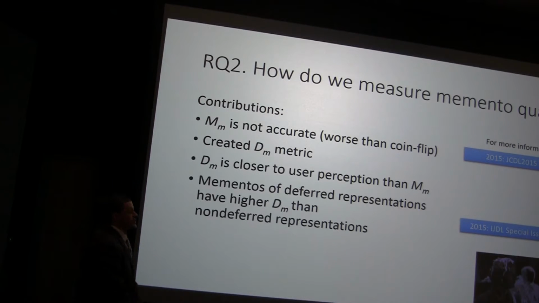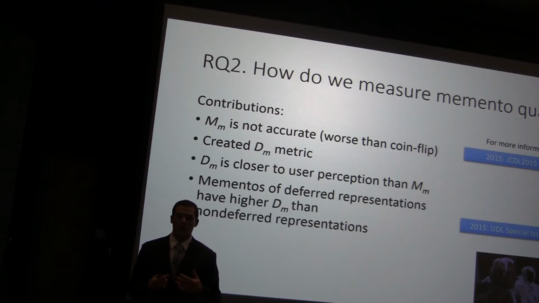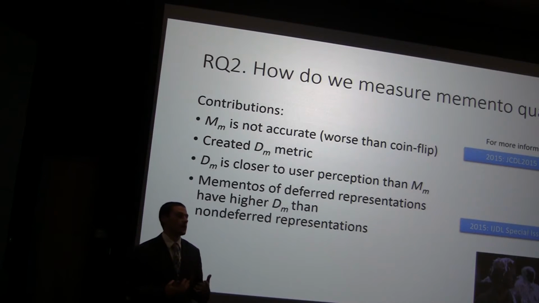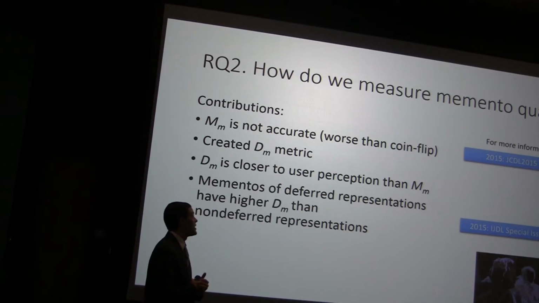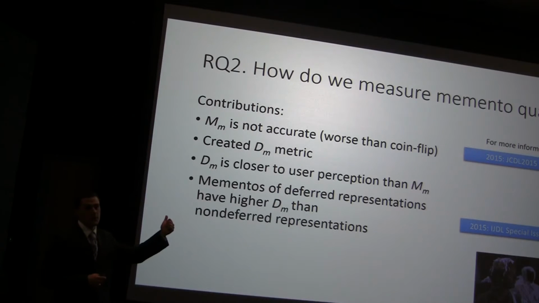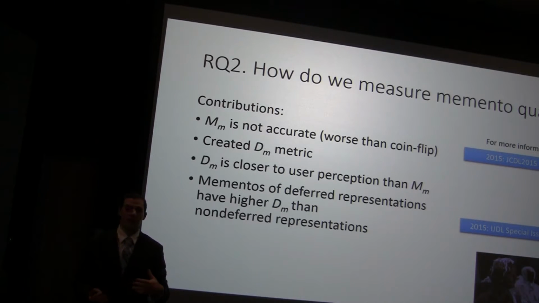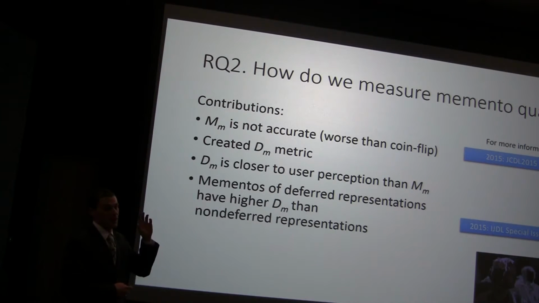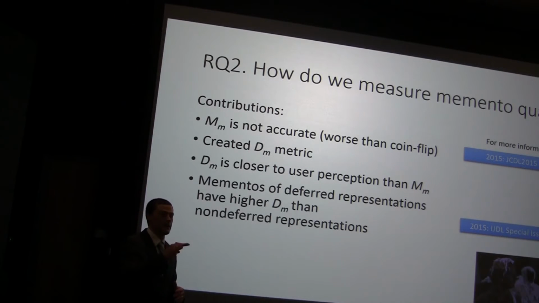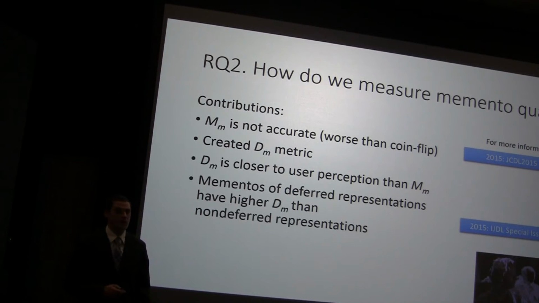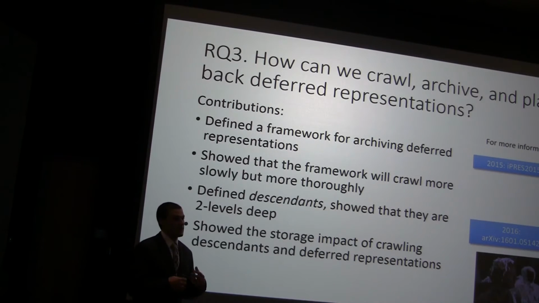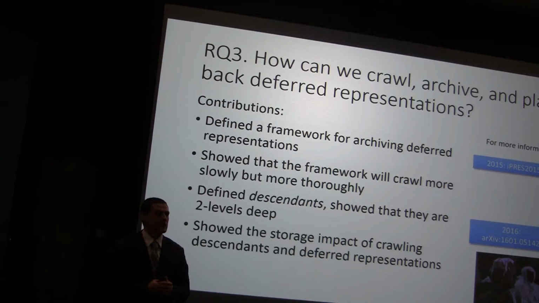counterparts. Getting to research question 2, we wanted to understand how to quantify the impact that this is having. We wanted to quantify the impact this is having on memento quality. And we showed that the naive metric of percent of missing embedded resources is actually less accurate than a 50-50 coin flip. And so as a result, we created the D sub m metric to measure quality and showed that D sub m is closer to human perceived quality than is M sub m. And also showed that our deferred representations have a higher damage rating according to D sub m than do their non-deferred counterparts.